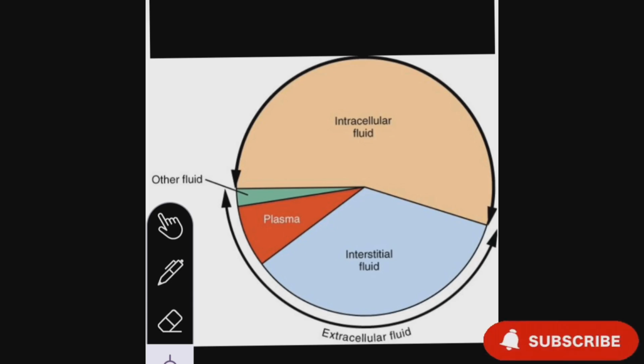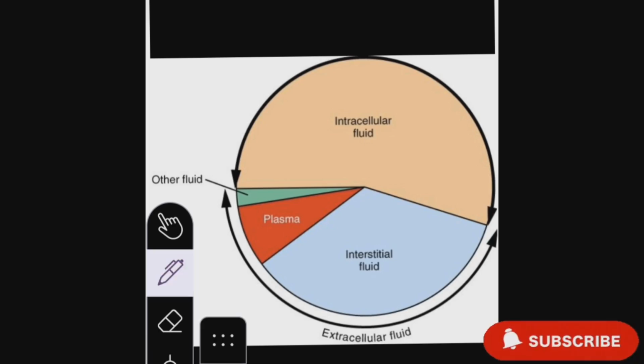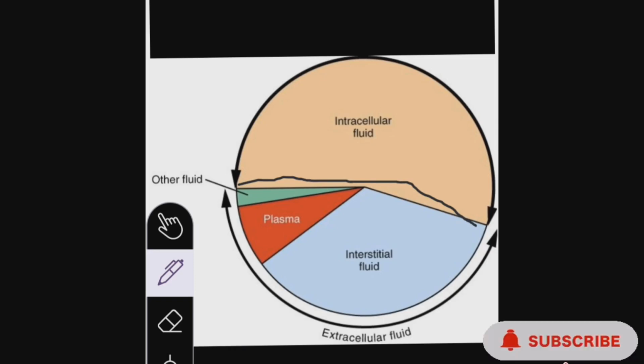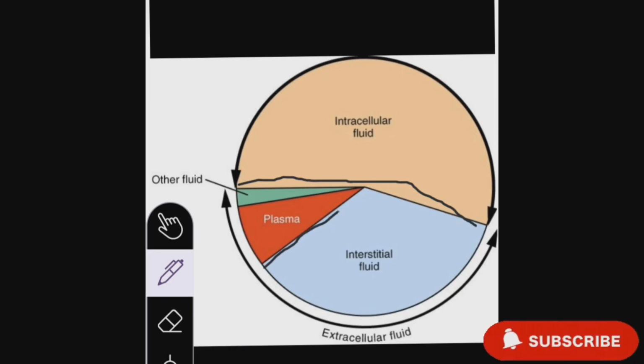And don't forget that what separates plasma from the interstitial fluid is the capillary membrane. Remember earlier, what separates ICF from ECF is the cell membrane. Now, what separates interstitial fluid from plasma is the capillary membrane. So that means if you are going by way of illustration, this will be where the cell membrane will be, while this will be where the capillary membrane will be. Do we get that? So it's very, very important.